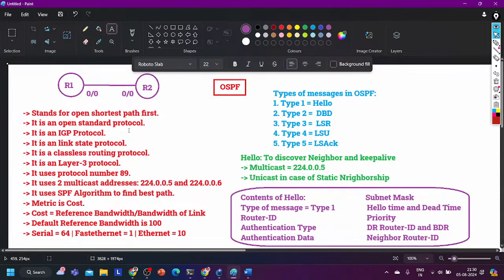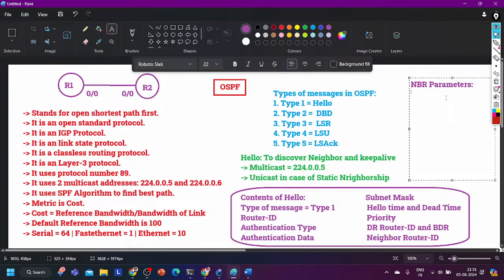Clear? Okay. Now, out of the information in the hello message, what are the parameters for neighborship? Like in EIGRP, the AS number, K values, subnet mask, and authentication data are hello parameters. In the same way, for OSPF, there are neighbor parameters.